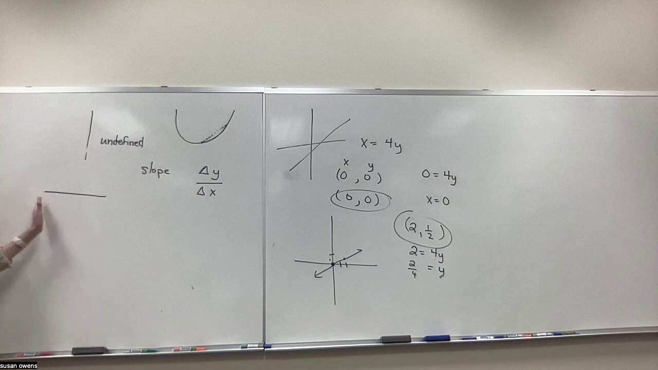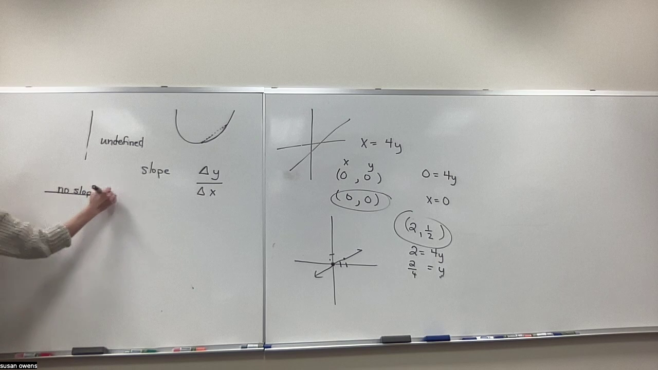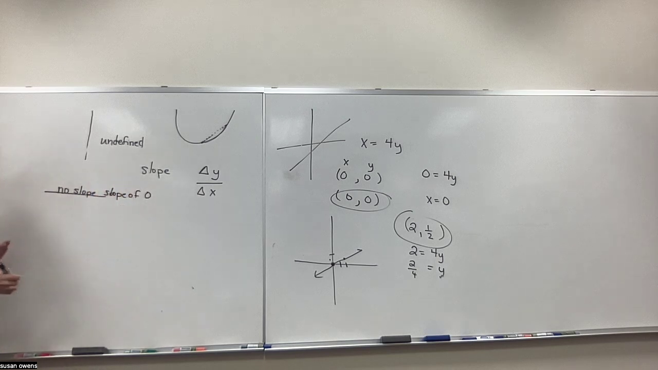A slope of something like this, if I'm going to ski across this, I'm going to have to work a lot to get across something flat. It's no fun, or no slope. It has a slope of 0.